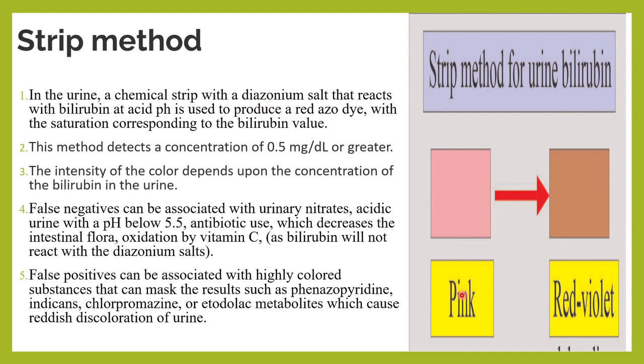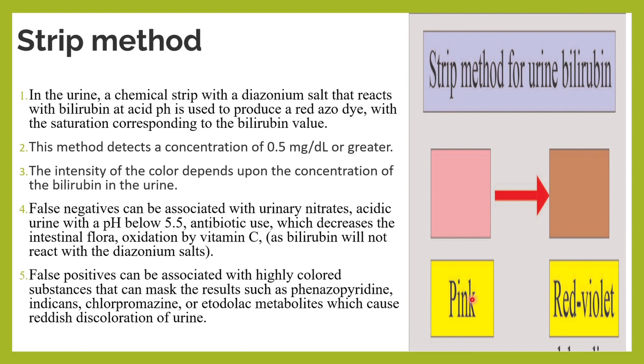Sometimes you will get false negative results. The patient is having bilirubin, but still the result will be negative. Suppose there are urinary nitrates, or the urine is acidic, or the pH of the urine is very low, or the patient has been using antibiotics, or there is decreased intestinal flora, all this can give you negative results even though the patient is having bilirubin in his urine.